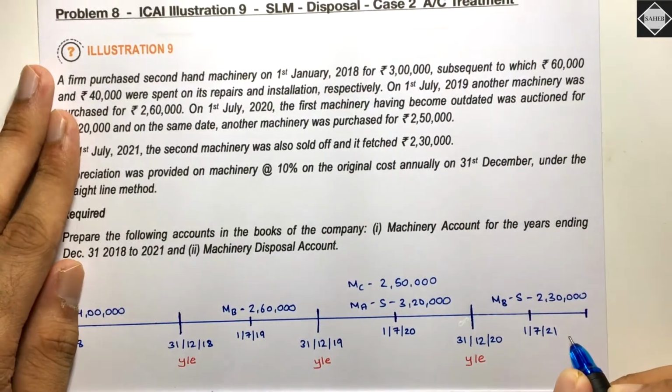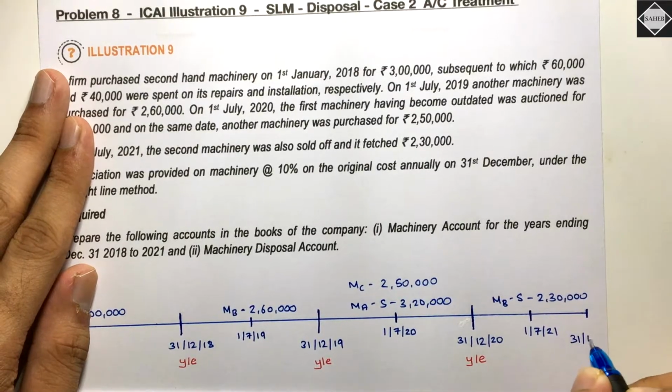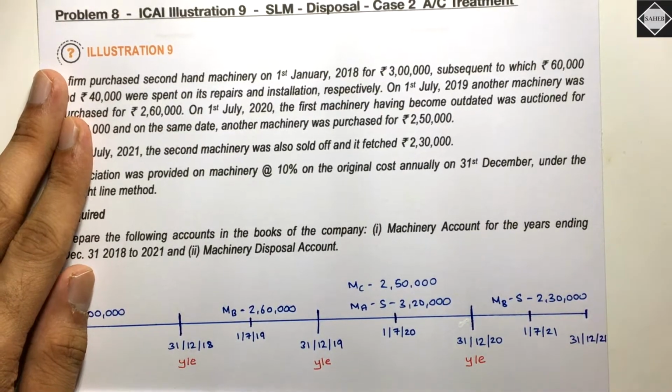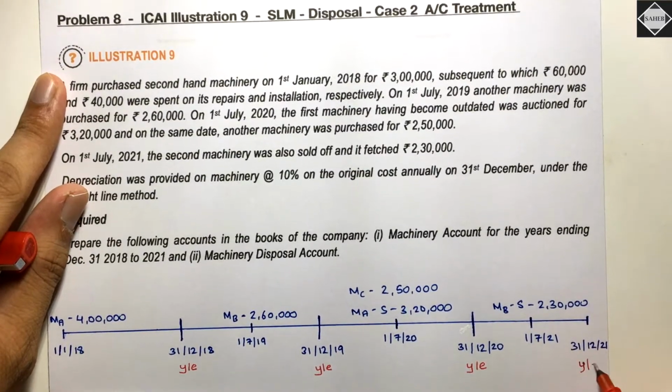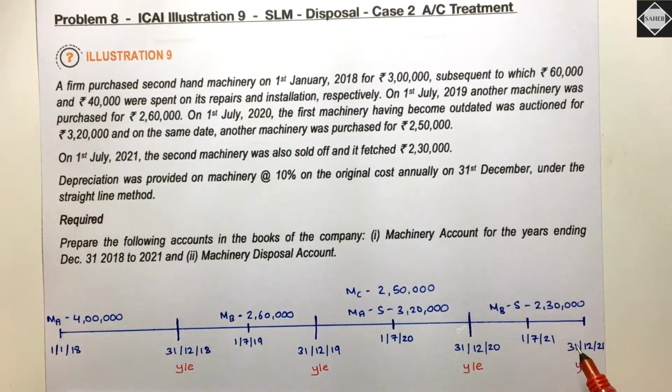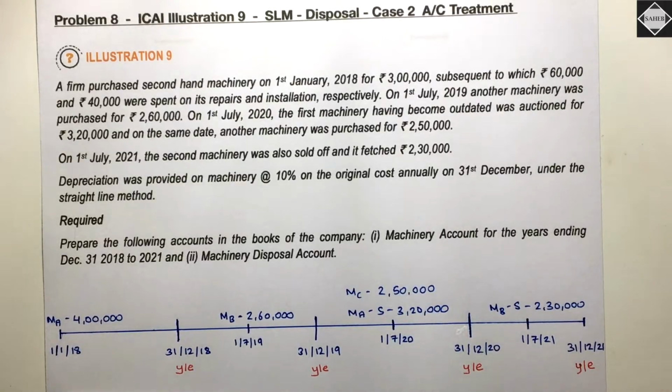One more is there now here: 31st December 2021. This is the year end. So you have to prepare the account for the 4 years. Fine, easy. Now they are asking for the machinery account and they are also asking for the machinery disposal account.